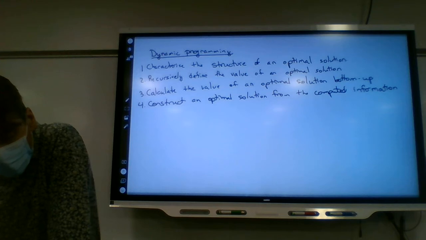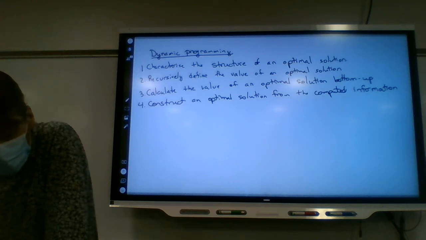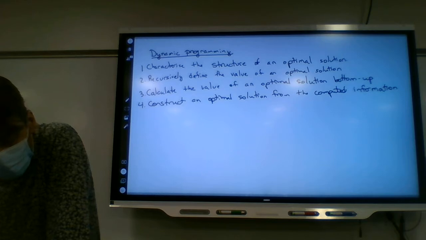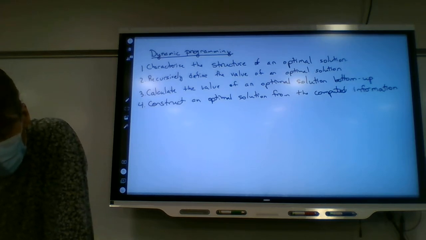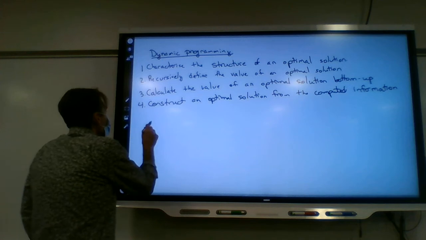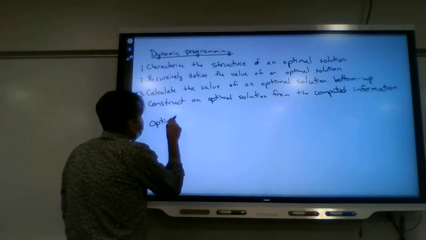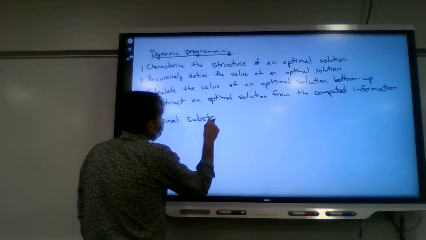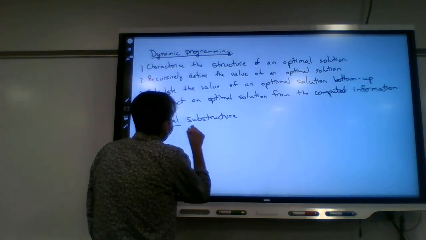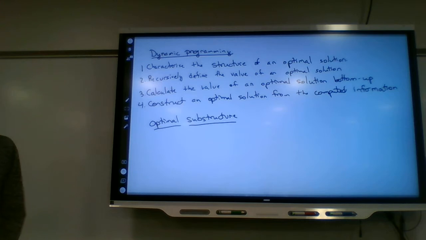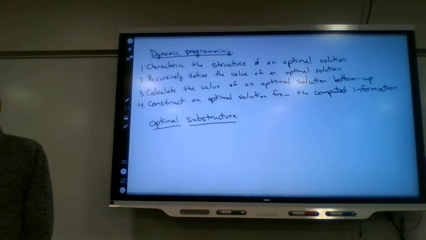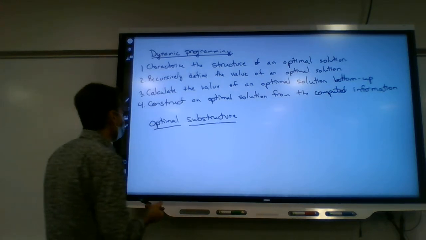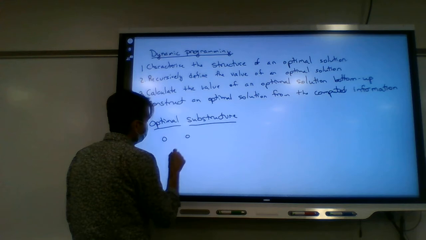There's an idea called optimal substructure. A problem has optimal substructure if a solution to the main problem also contains solutions to the subproblems. So let's look at an example rather than trying to be formal about this.